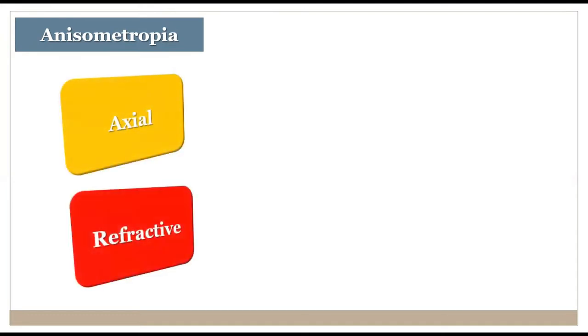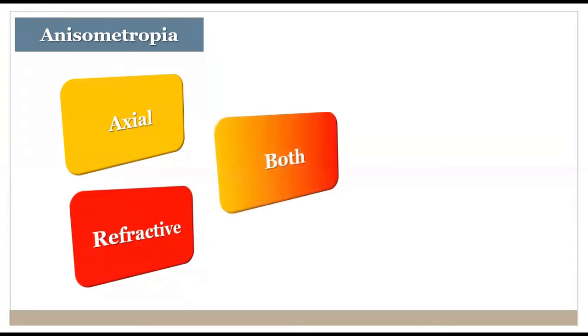Anisometropia is often classified as either axial or refractive in origin. However, most patients with anisometropia have both axial and refractive differences between eyes, and it's rare to have purely axial or refractive anisometropia.